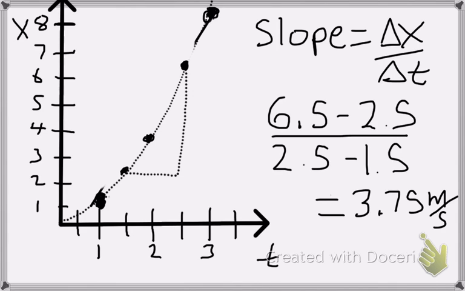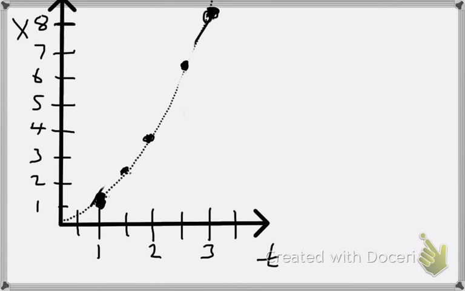So we're just getting closer and closer to the slope at 2 seconds here. So we'll do one more, and if we get 4 or something close to 4, then we could probably be pretty confident that the slope right there, tangent to that line, tangent to that point, is going to be 4 meters per second. Okay, so let's do one more using those 2 points.